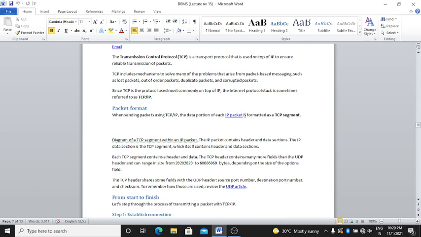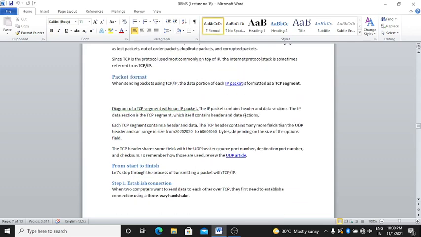Packet format. When sending packets using TCP/IP, the data portion of each IP packet is transmitted as a TCP segment. Diagram of the TCP segment within an IP packet. The IP packet contains the header and data sections. The IP data section is a TCP segment, which itself contains the header and data sections.